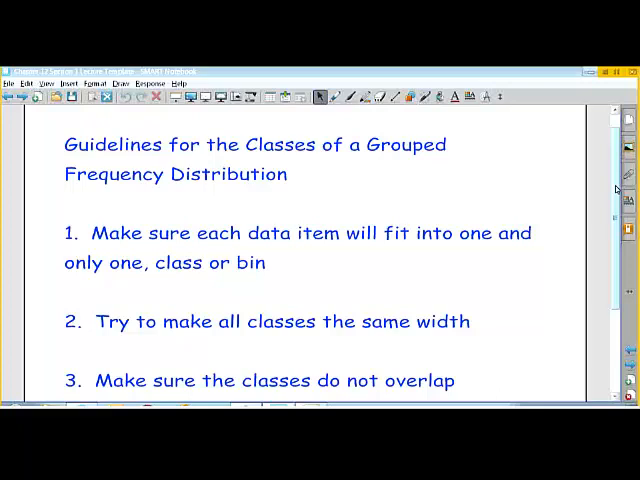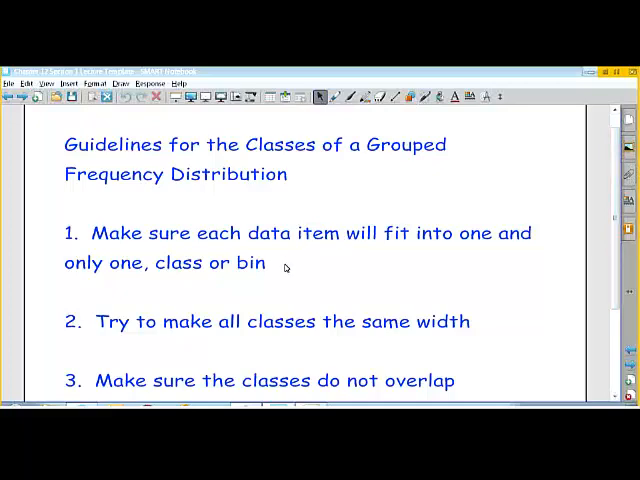Now we don't actually do it this way. What we do is, let me do it on the sheet here. So let me just go through these.